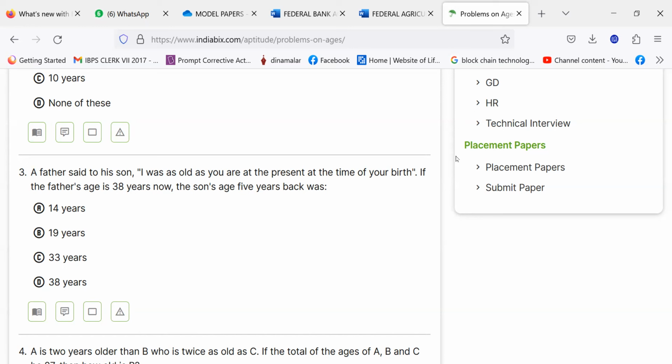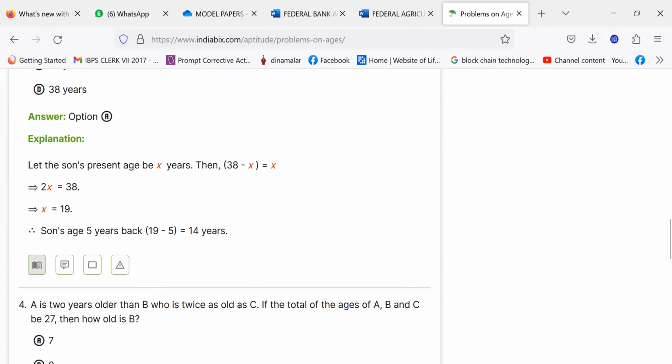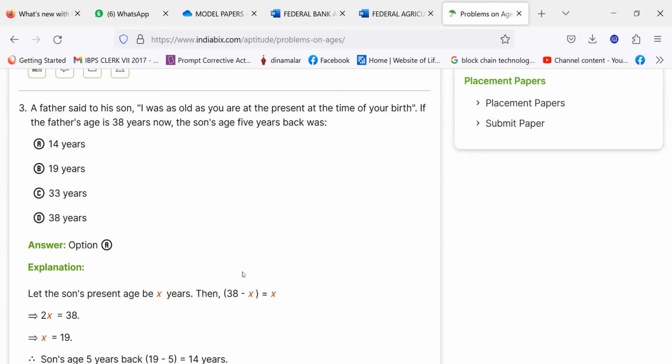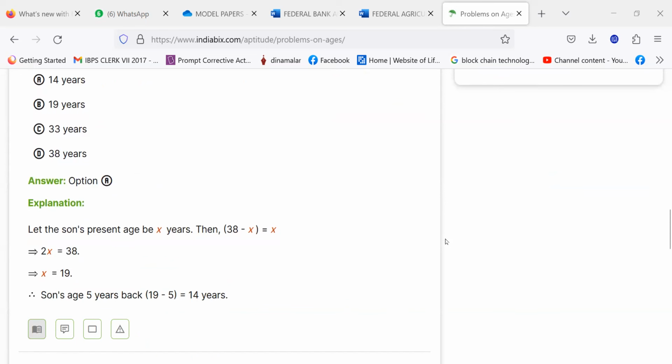Nobody, no? Sir, is it option A, 14 years? Who said? Arya? Yes, sir. Correct. Can you explain it, Arya, now? Sir, I did not do with any formula. Just logically, I was thinking in mind, like 38 years, because it is said that I was as old as you are at the present, at the time of your birth. So the father is 38 years now. Son could be 19 years now. So the father's age is double. And in the question, it is asked as son's age 5 years back. So I just subtracted 19 minus 5, 14.